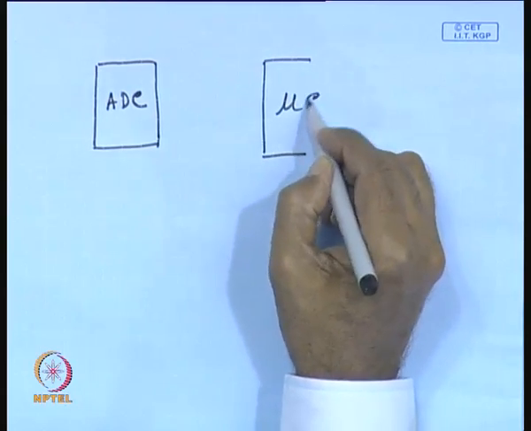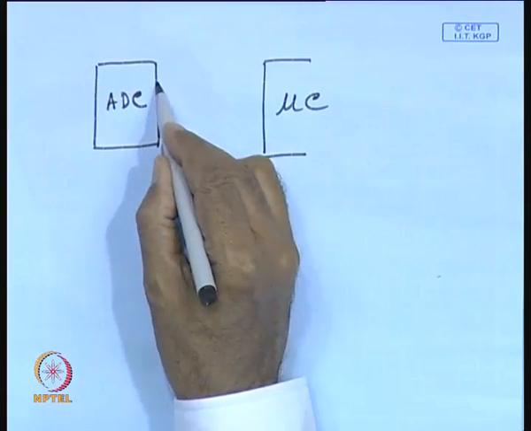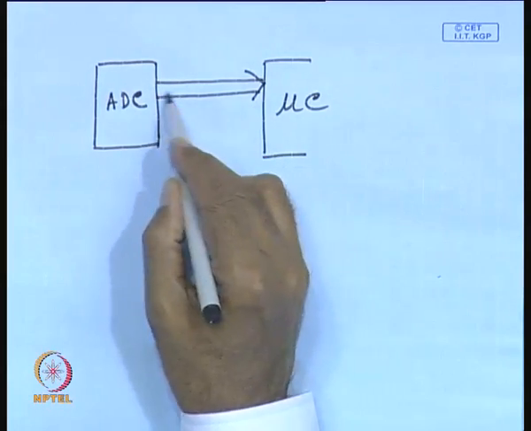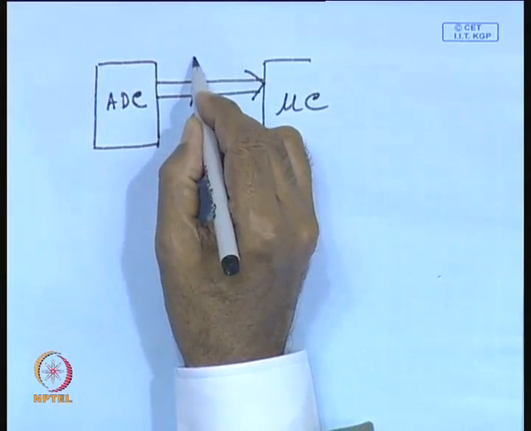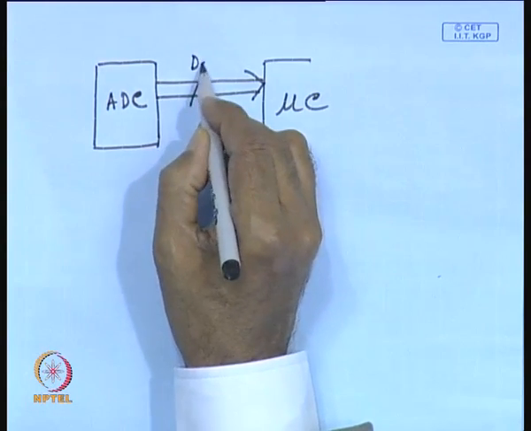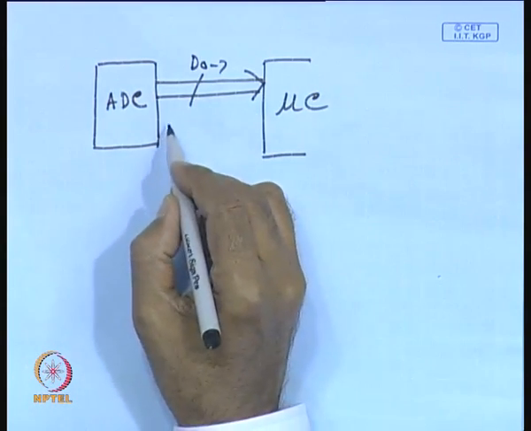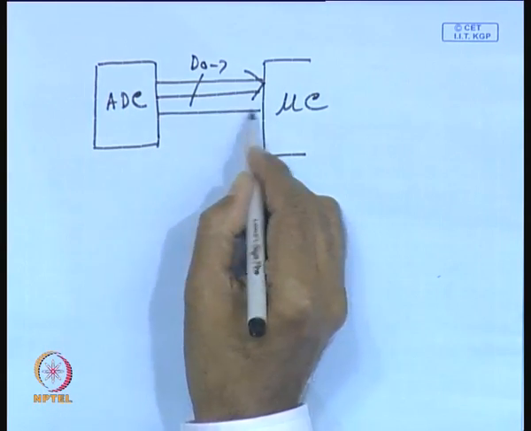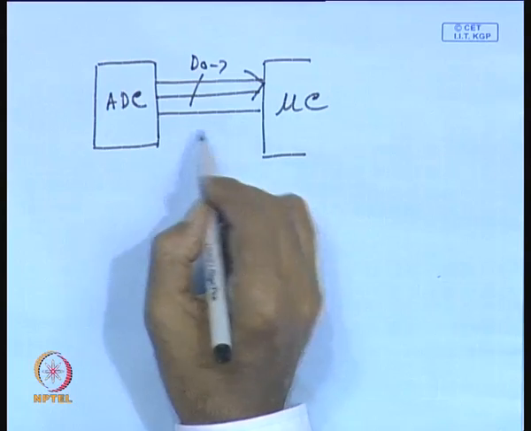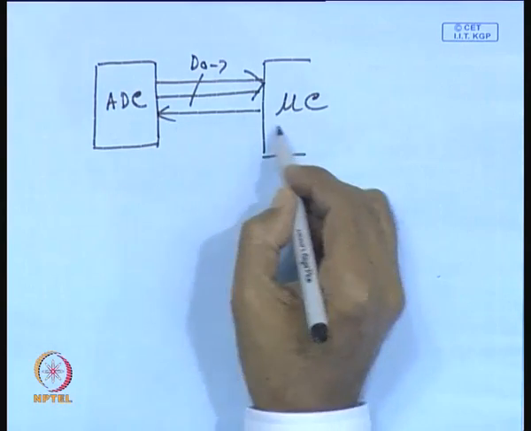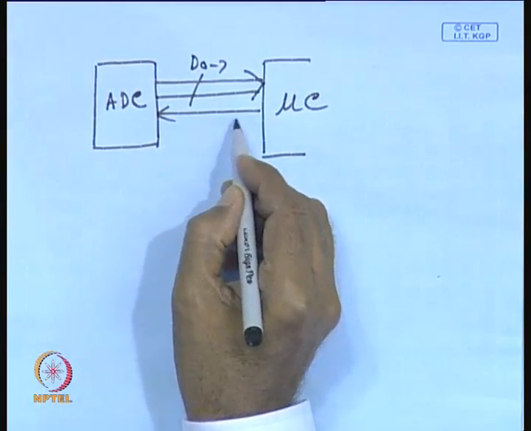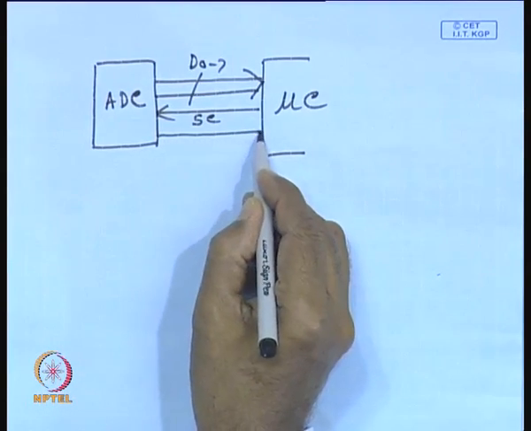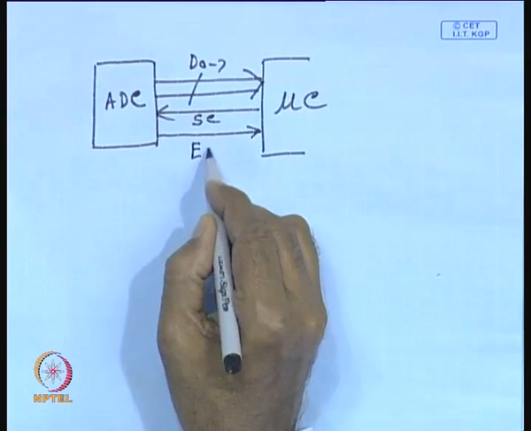So, here is your microcontroller, and of course, microcontroller interfacing can be done through the data bus. This is your data bus, say D0 to D7, because it is an 8-bit AD converter. Then there will be 2 additional lines for handshaking, because the microcontroller will send a signal to start conversion, and also there will be another line which is end of conversion.